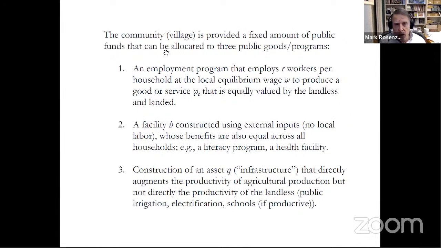All right, so we'll assume that the village or community is provided a fixed amount of public funds from a central government that can be allocated to 3 public goods or programs: an employment program that employs R workers per household, and employs them at whatever the local equilibrium wage is, that produces a good or service that's equally valued by the landless and landed. So whatever the employment program is for, both the landed and landless like the output, and the returns to that output are not different across the two groups. There's a facility that's constructed using external inputs, not local labor, that also benefits both groups equally. And then there's a construction of an asset Q, infrastructure that directly augments the productivity of agricultural production. We can think of that as irrigation, electrification, and perhaps schooling, if schooling augments productivity in farming.